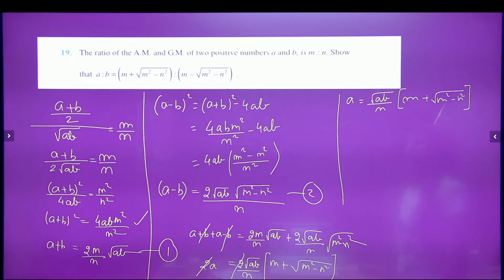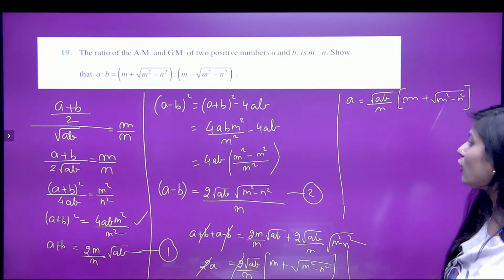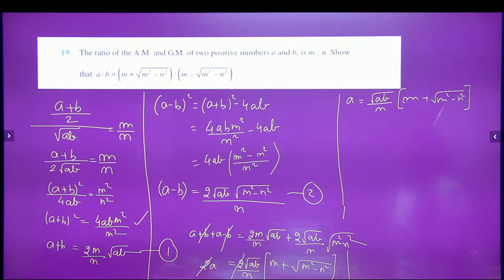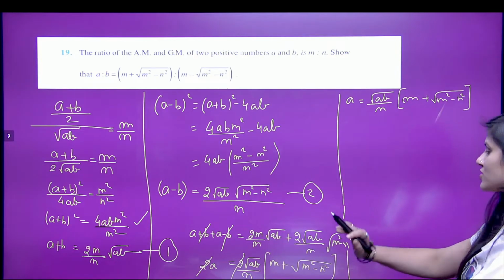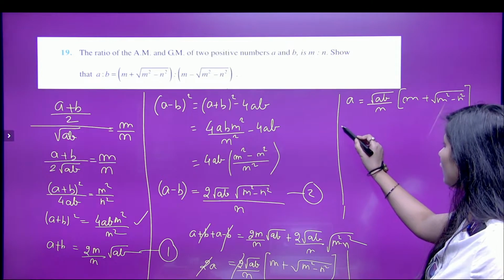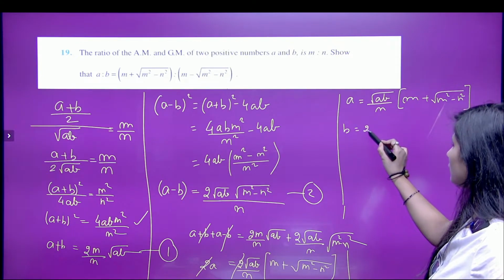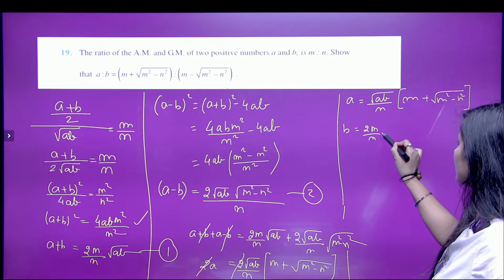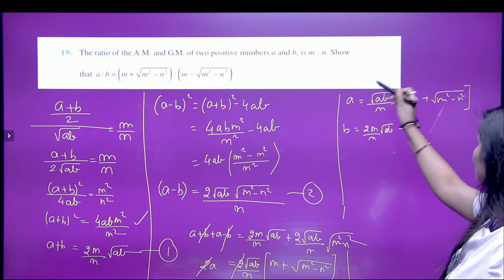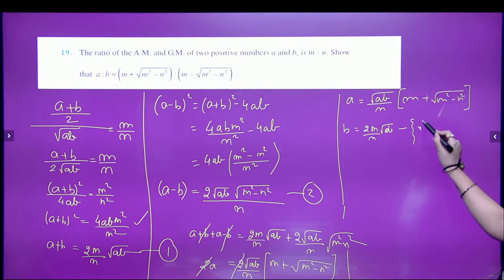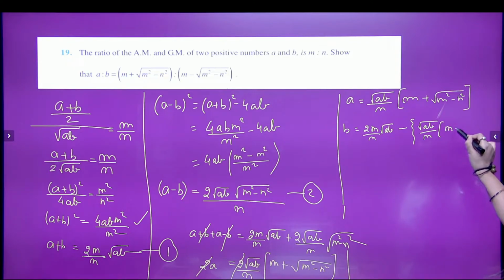Now I need to find the value of B to get the ratio of A and B. So if I put the value of A in any of the equations, let us suppose I am putting it in equation 1, it will give the value of B. B is equal to 2M by N root AB minus the value of A. So it is root AB by N, M plus under root M square minus N square. That's it.